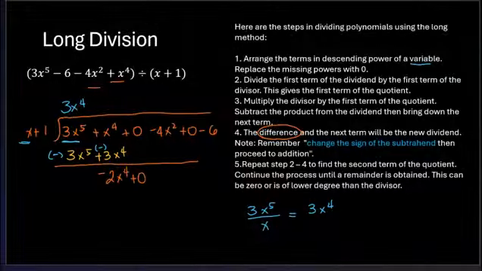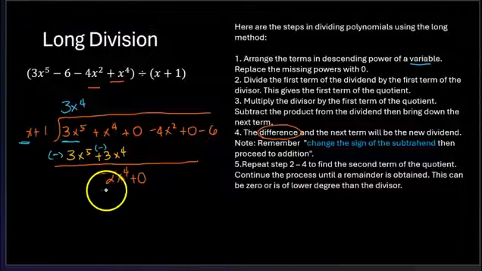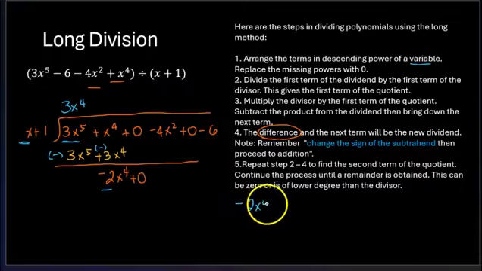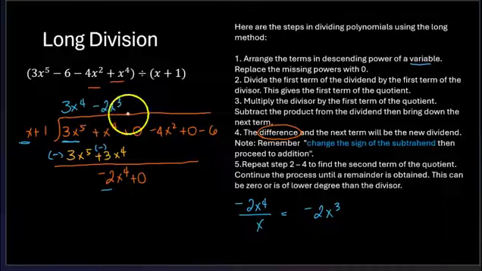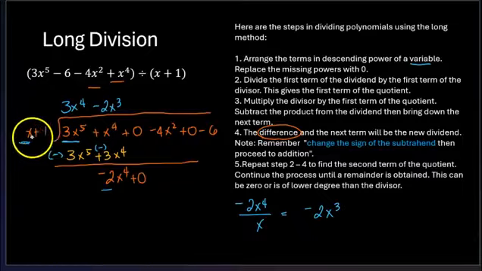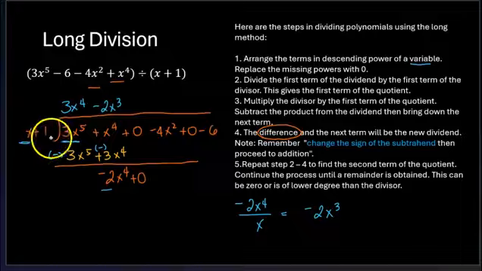Then again, I'm going to divide. I'm going to divide this term, negative 2x to the 4, by the first term here, x. So if we do the division, you get negative 2x cubed. So that's negative 2x cubed. And then again, we're going to multiply this to this binomial here.